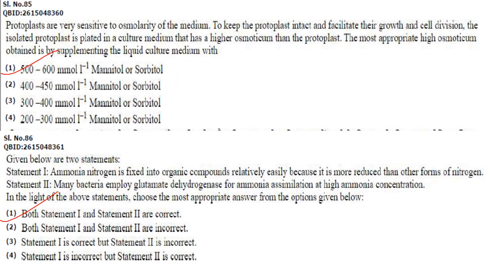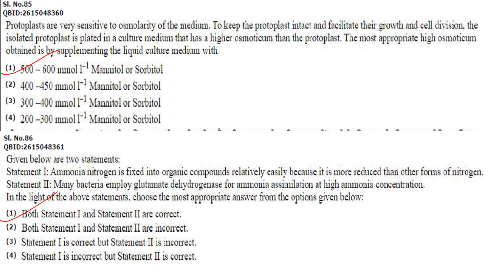Protoplasts are very sensitive to osmolarity of the medium because they lack cell wall. To keep the protoplast intact and facilitate their growth and cell division, the isolated protoplast is plated in a culture medium that has higher osmoticum than the protoplast. Yes. The most appropriate high osmoticum is obtained by supplementing the liquid culture medium with an external source, 500 to 600 millimoles per liter mannitol or sorbitol. Answer is option 1. The next one.